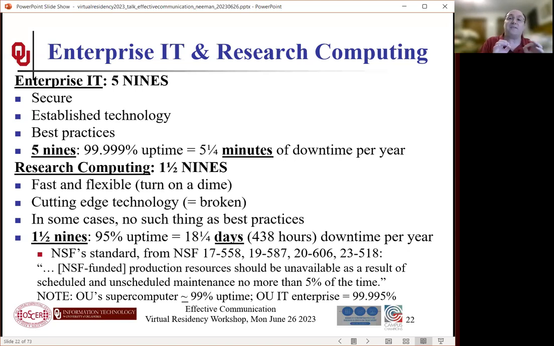Now, why on earth would the enterprise IT folks need 5 nines? And why on earth would the research computing folks tolerate 1.5 nines? Well, the answer to both questions is the exact same answer: money.